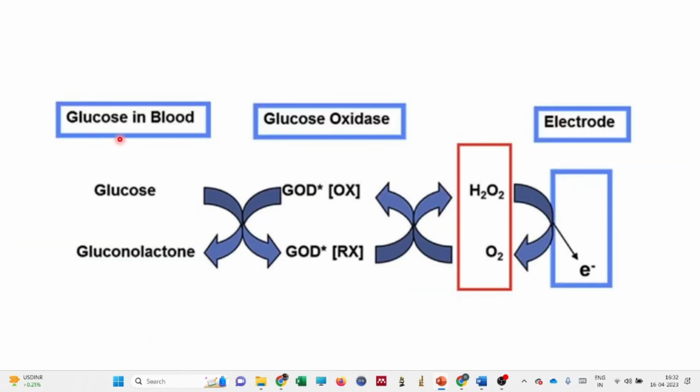A glucose monitor is also a type of biosensor. It uses a biological component such as an enzyme to detect and measure the concentration of glucose in a sample such as blood. The enzyme, typically glucose oxidase, catalyzes the oxidation of glucose to produce hydrogen peroxide, which is detected by the transducer such as an electrode. The amount of hydrogen peroxide produced is proportional to the glucose concentration in the sample, allowing for the measurement of glucose levels in real time. Glucose monitors are commonly used by people with diabetes to monitor their blood glucose levels and adjust their insulin doses accordingly.